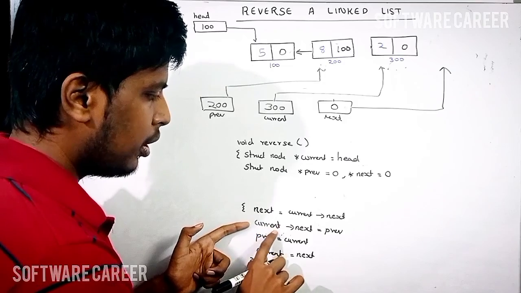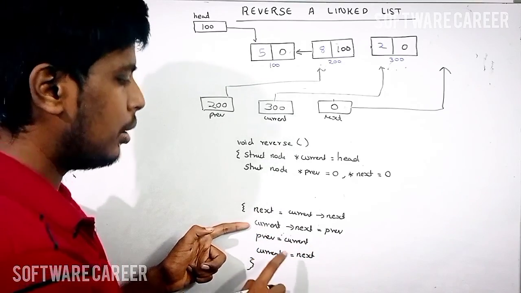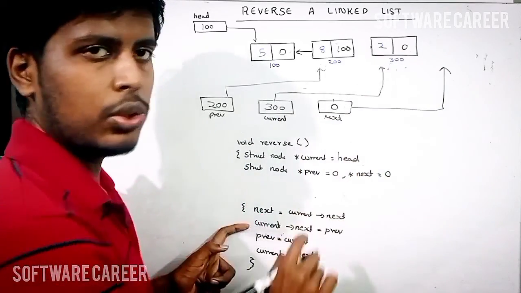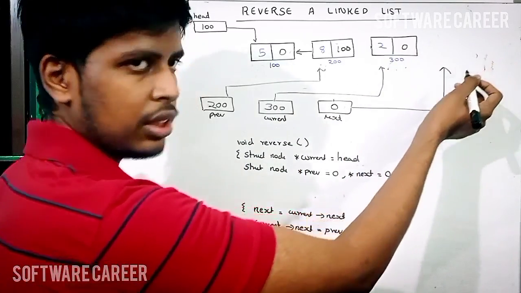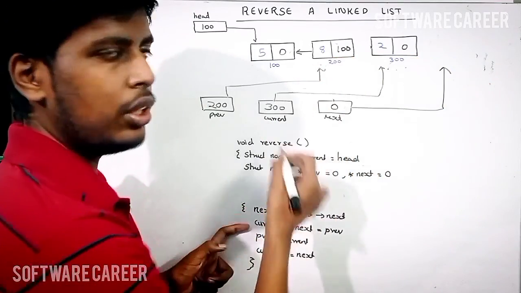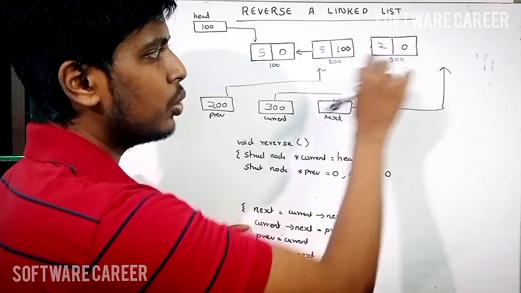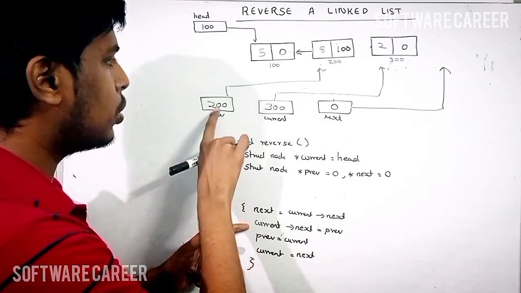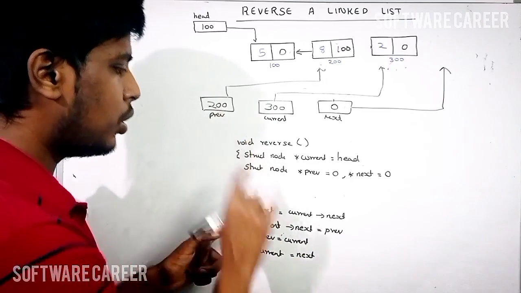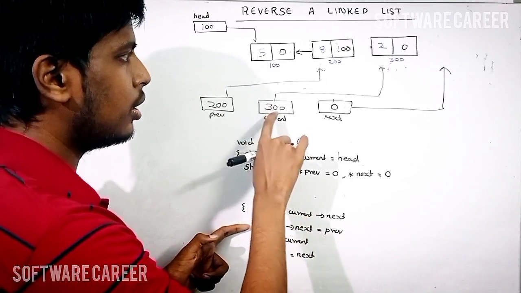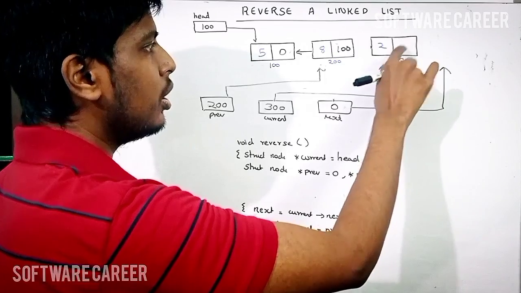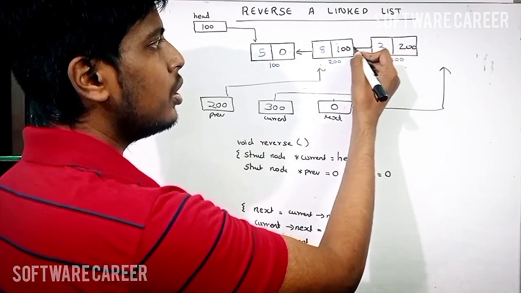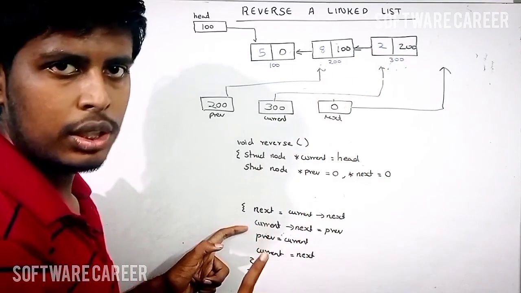Now what is the second step? Current next equals to previous. That means see, current is 300, and 300 next is pointing to 0, so it's in the forward direction. Now it should point to the second node. That means the second node address 200 should be stored over here. That's why current next equals to previous. Previous is 200, so I'm storing that 200 in current next. Current is 300, 300 next is here, so I'm storing here the previous value 200. So this third node is pointing to the second node which has address 200.